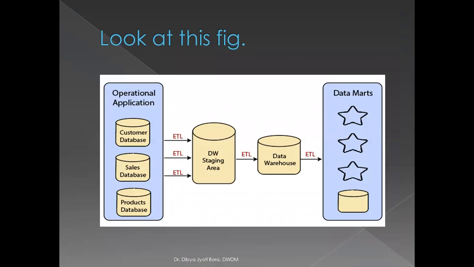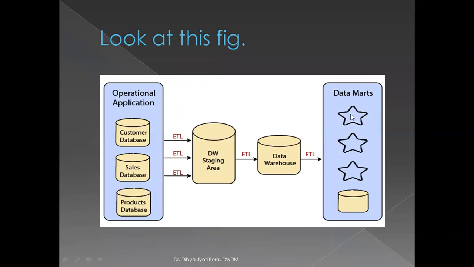Now look at this figure. Here I have told you about the ETL process, how the data staging area and the ETL process are related. I already told you, but in this figure, it's very much clear. From different sources of data, through the ETL process, we have loaded that data into the data warehouse. Now, users are not directly linked to the data.